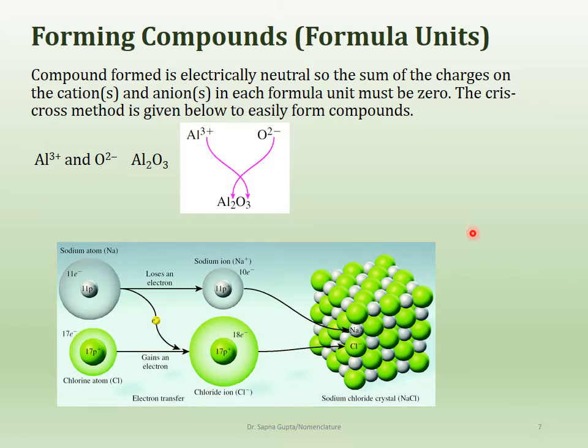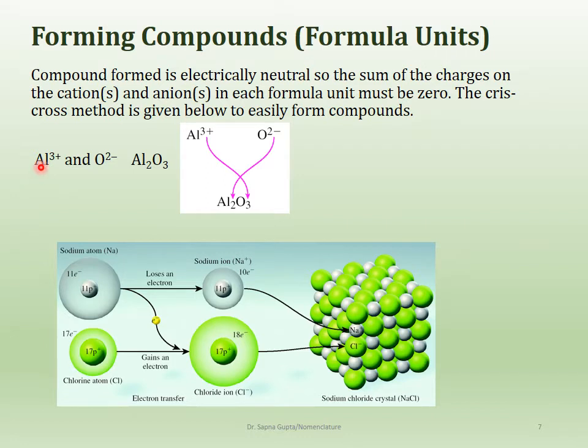So how do you form a formula unit? For example, let's take aluminum and oxygen. If you're asked to form a compound between aluminum and oxygen, you find them in the periodic table. You know that aluminum can be 3 plus and oxygen can be 2 negative. Remember, your final formula must have a charge of 0. There should not be any charges left over.